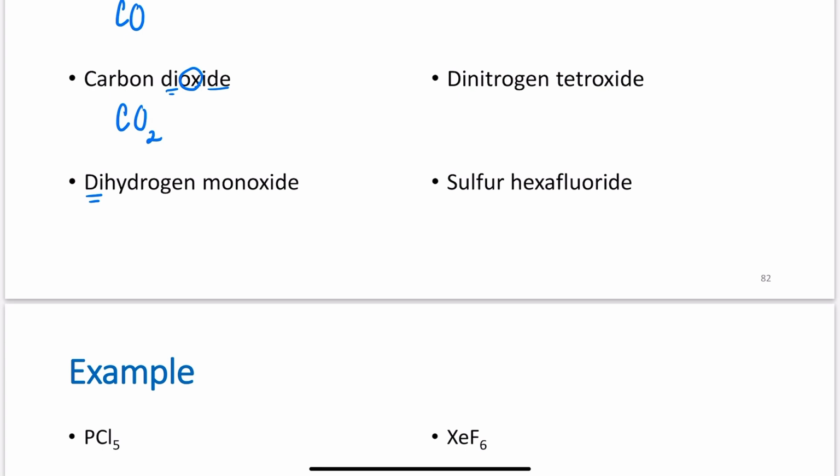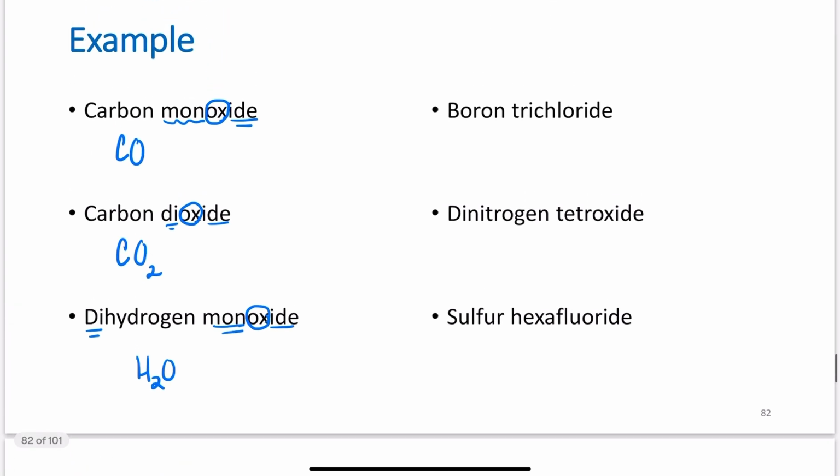Dihydrogen. So I have hydrogen, but I have two of them. Monoxide. Ide is just the ending name. Ox is what I have. And mono tells me one. Dihydrogen monoxide. Boron trichloride. Boron, capital B. The ide is just the ending. The chloro tells me the element I have. And tri tells me I have three of them.